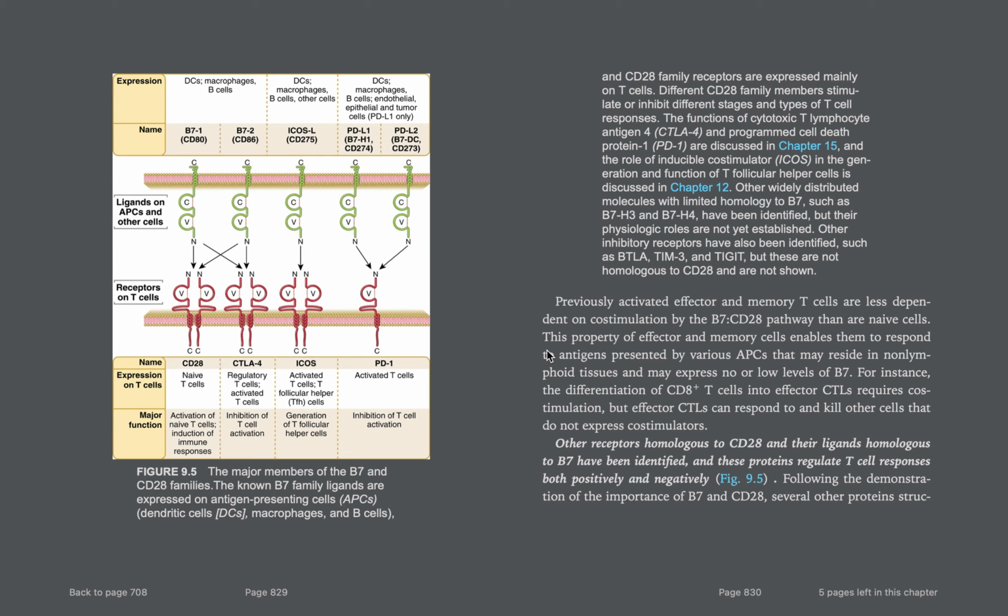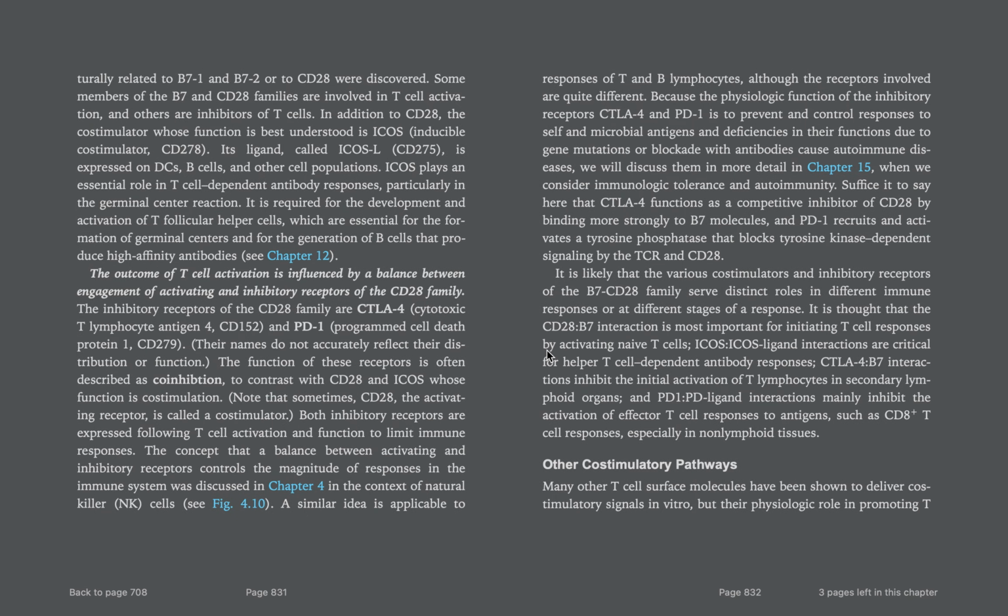Other receptors homologous to CD28 and their ligands homologous to B7 have been identified, and these proteins regulate T cell responses both positively and negatively. Following the demonstration of the importance of B7 and CD28, several other proteins structurally related to B7-1 and B7-2 or to CD28 were discovered. Some members of the B7 and CD28 family are involved in T cell activation, and others are inhibitors of T cells.